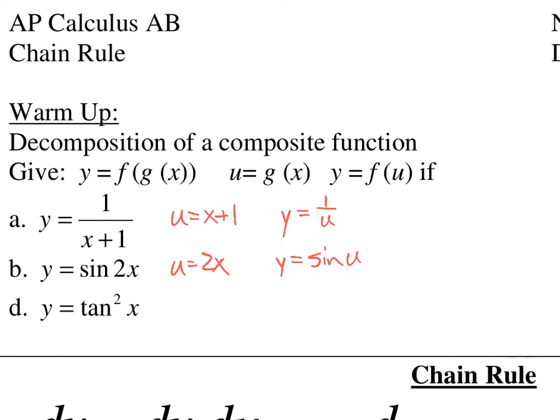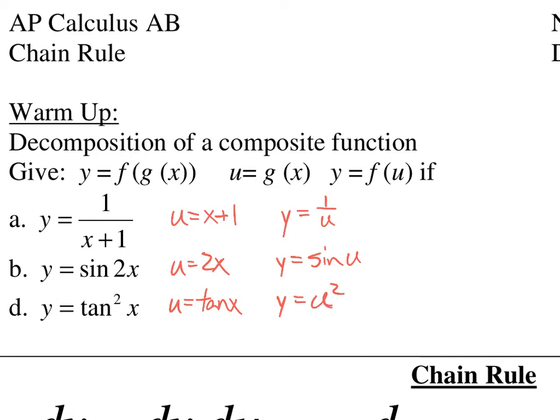And then how about D here? I don't know what happened to C along the way here, but what's D? It's like squared. We got a tangent squared of x. Okay, the inside is the tangent of x. Good, Paul. We are squaring something, right? We're squaring the tangent. So y is simply u squared.